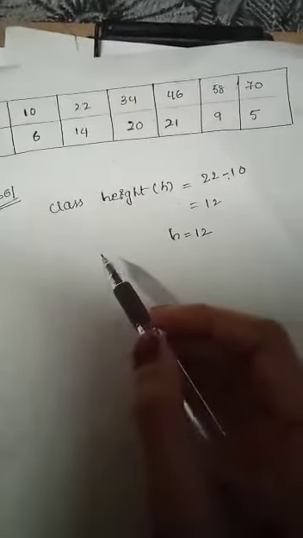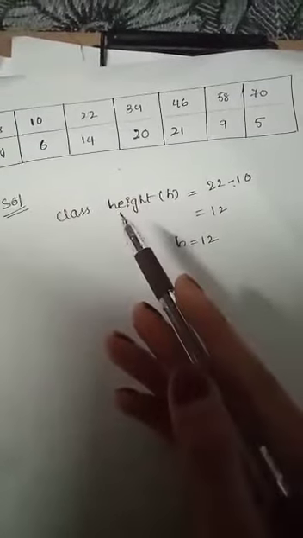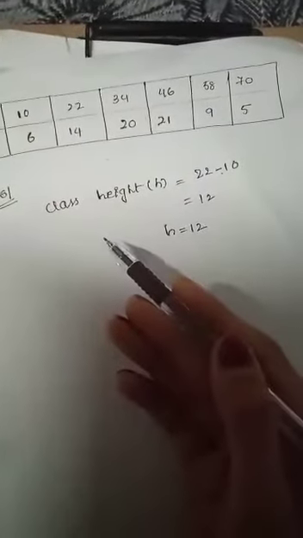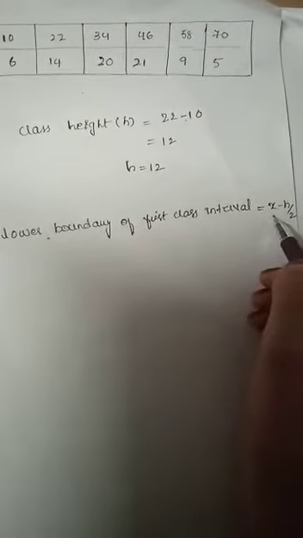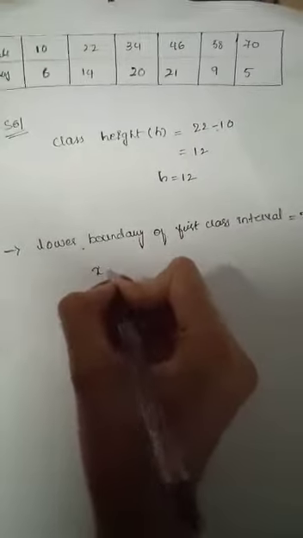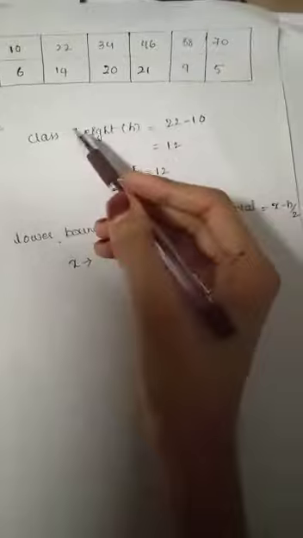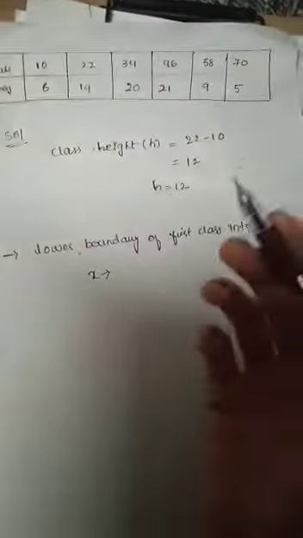For writing class intervals, we should know lower boundaries and upper boundaries. Lower boundary of the first class interval, first of all. What is the formula? x minus h by 2. x means class marks.